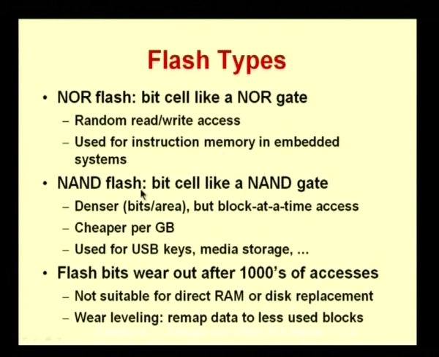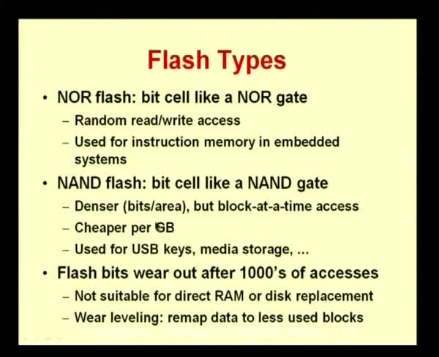When we talk about a NAND flash, here a bit cell works like a NAND gate, and with NAND flash you can have denser data storage, there is more number of bits per area, but the access is normally done block at a time. It is not a bit by bit access, but you do a block by block access. So, this normally gives us a cheaper storage per gigabyte and this is the one that is normally used in our USB keys, media storage and so on.